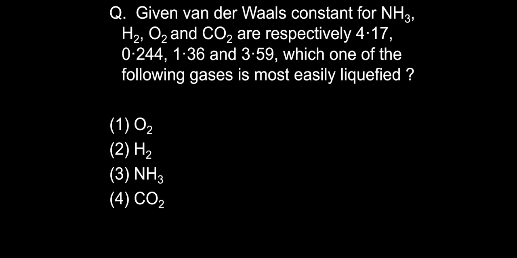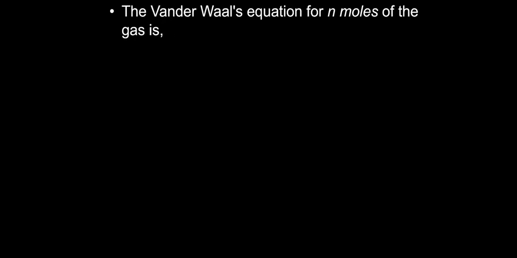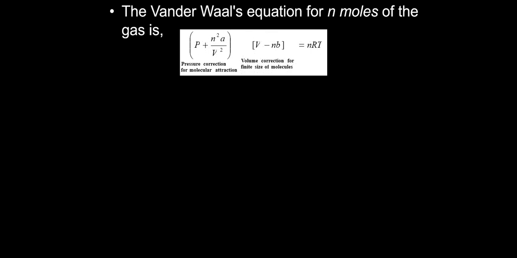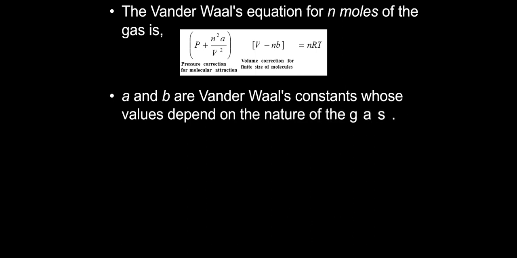Very important. Now, the van der Waals constant, you can find it in the van der Waals equation. The van der Waals equation for n moles of a gas is (P + n²a/V²)(V - nb) = nRT. In this equation, what you can see as constants a and b, small letters a and b, are nothing but van der Waals constants. Now the question is, what is the importance of these constants?